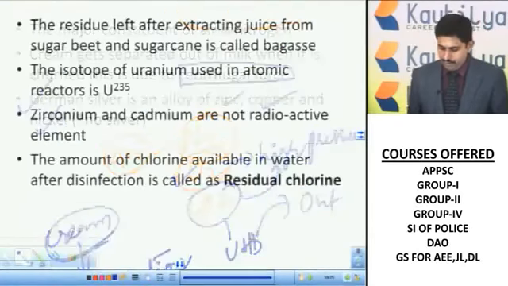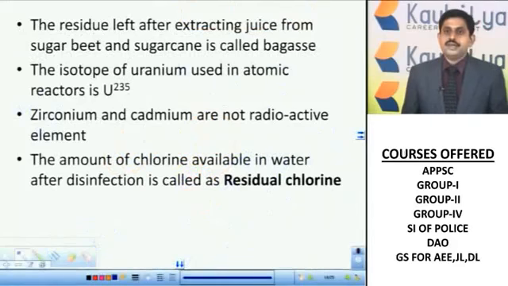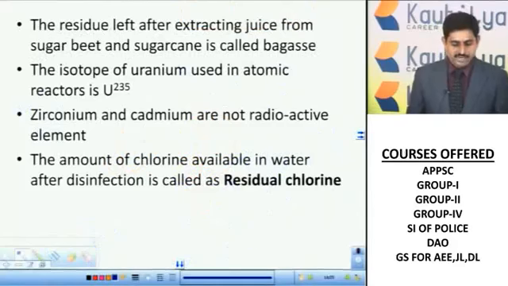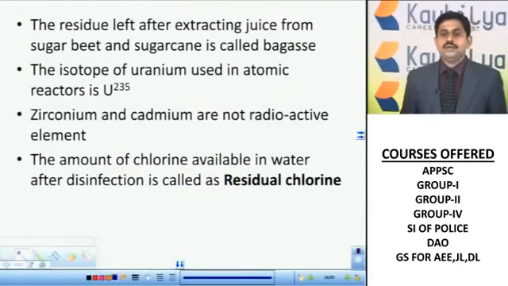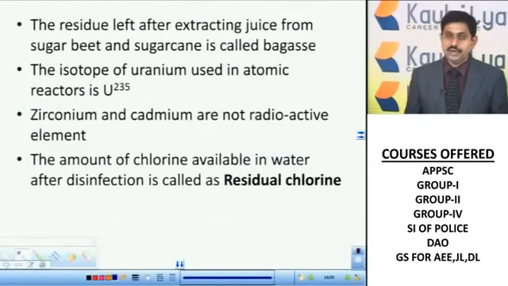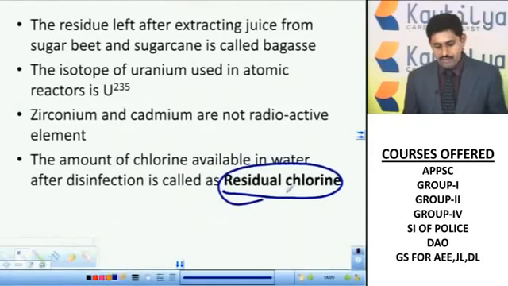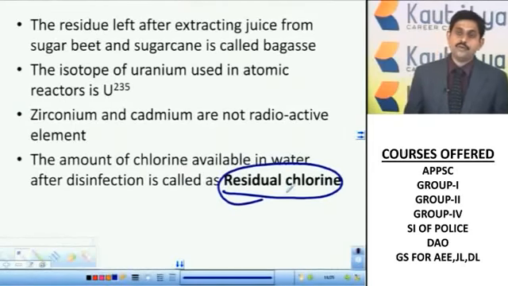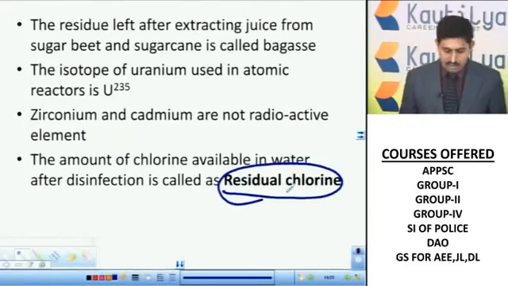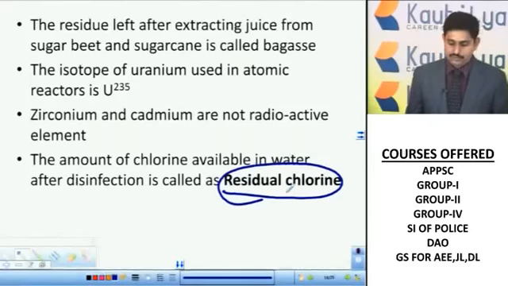Now see, generally we use the chlorination process for the purification of water. Once the chlorination is over, the leftover chlorine is called residual chlorine. The amount of chlorine available in water after the disinfection process is complete is called residual chlorine.